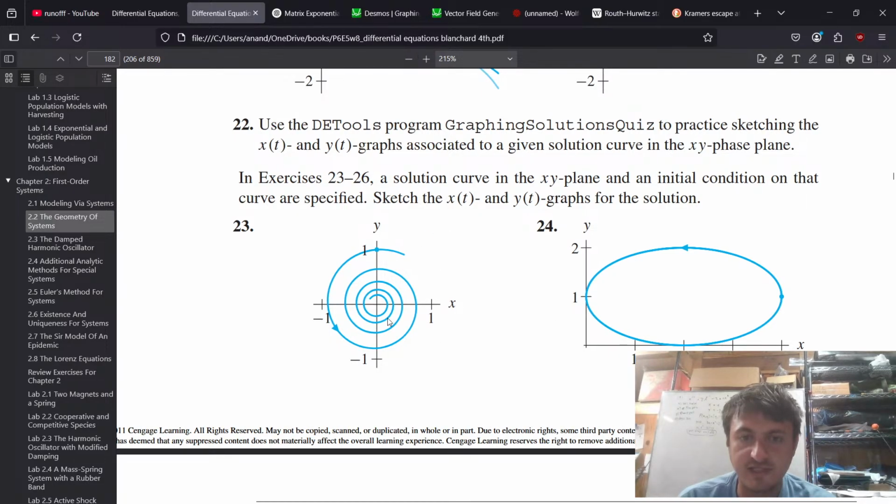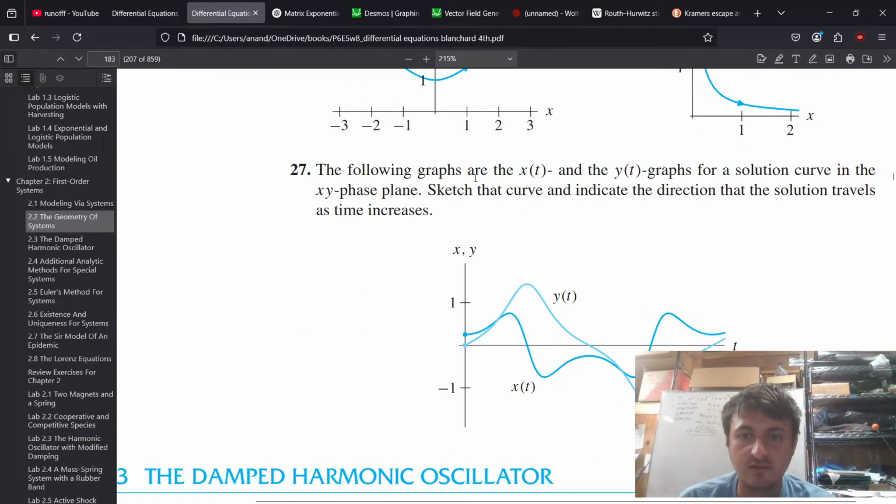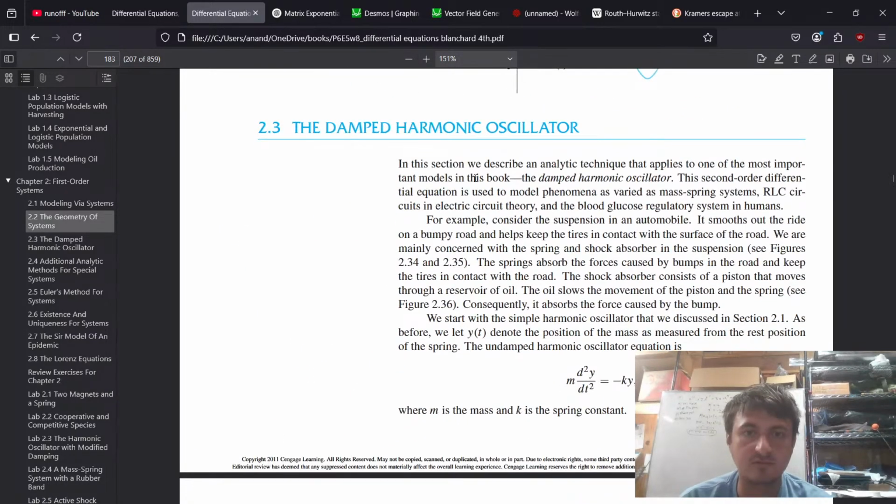This is going to be offset decaying sine and cosine, but they decay. This one, I think this one just looks like this. All right, cool.